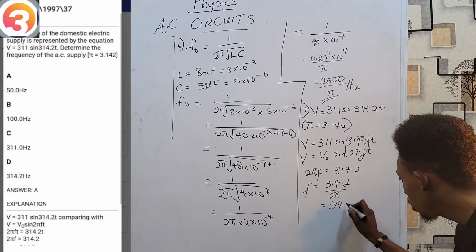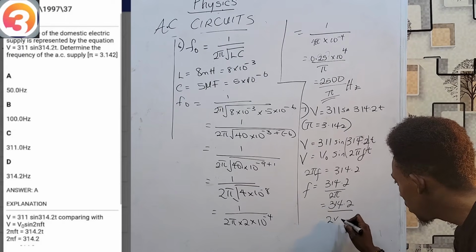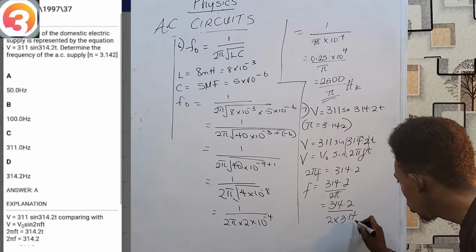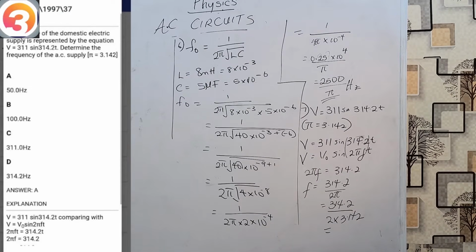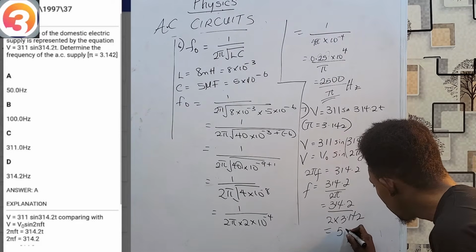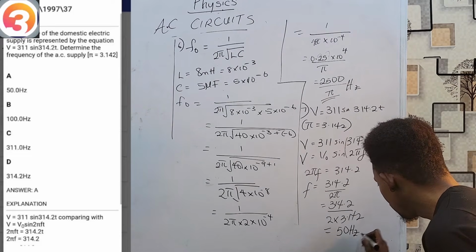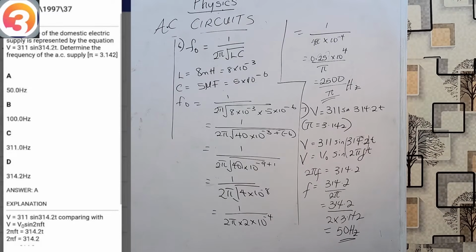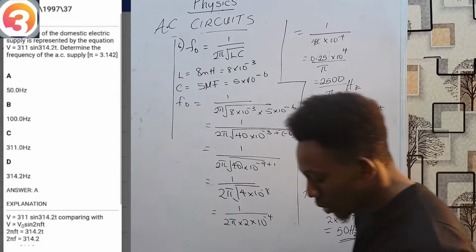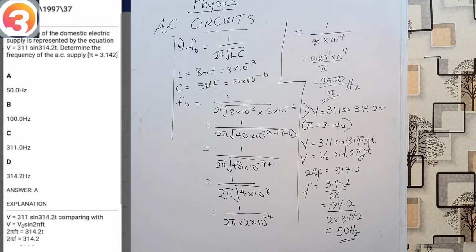So 314.2 divided by 2 times 3.142. Now, if you simply place this into your calculator, 314.2 divided by 2 and divided by 3.142, that will give you 50 hertz. And so you see, it is truly that simple. Just keep on thinking about your formulas and doing the proper analysis.